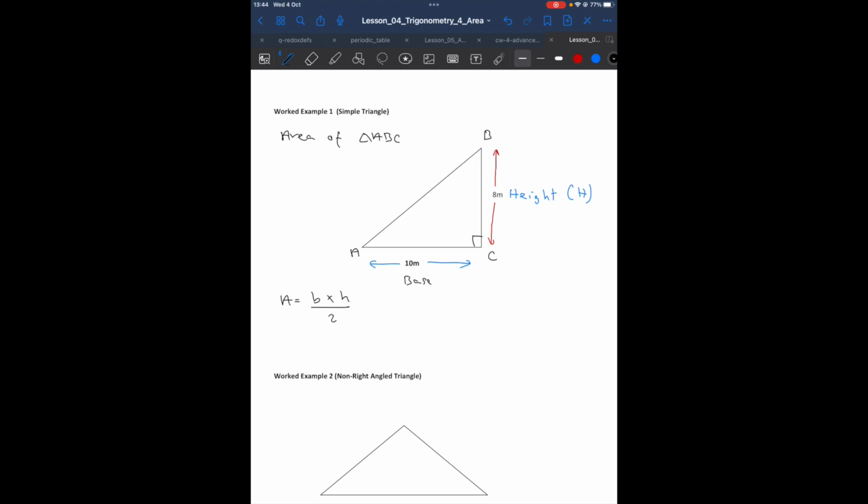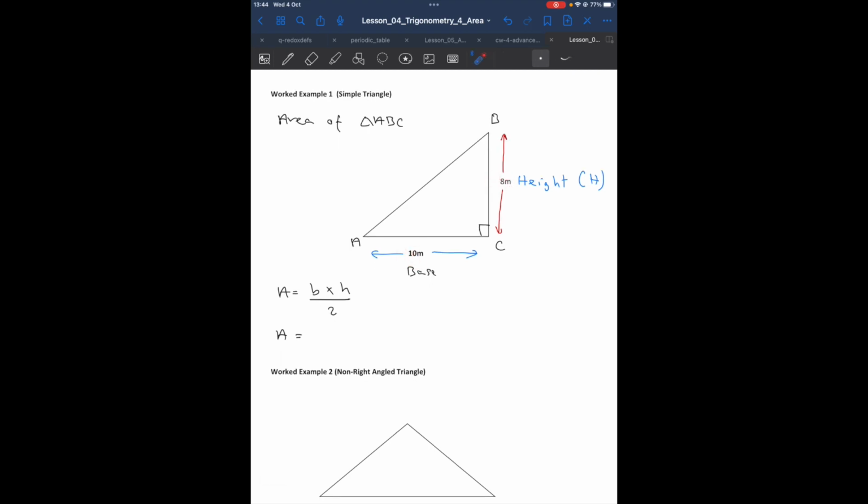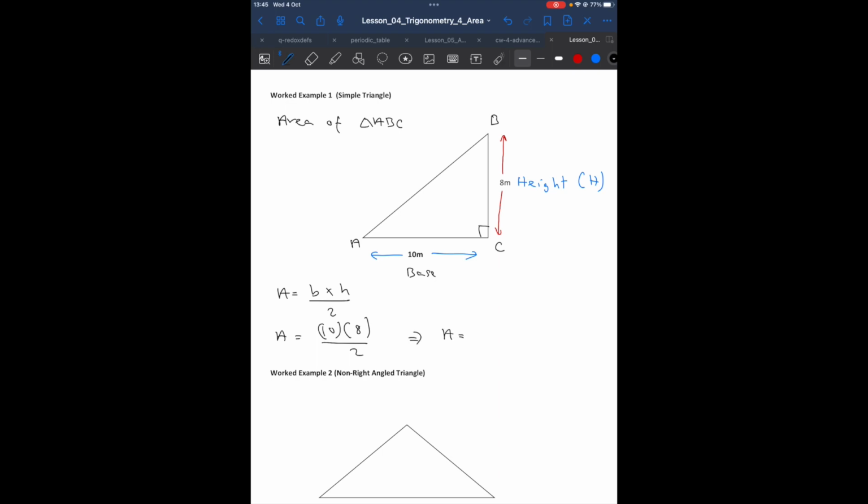I'm going to put the numbers in. So area, A. The base of the triangle is this 10 meters and the height is 8. So I'm going to replace the B with 10 in a bracket. I'm then going to replace the H in this formula with the 8 meters. I'm just going to use the 8, I'm not going to use the units. All divided by 2. You can then type that whole thing into your calculator in one go.